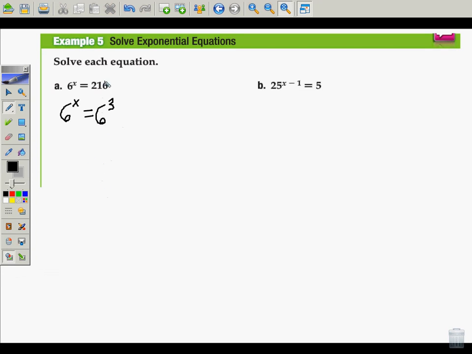So now I have 6 raised to the x equals 6 raised to the third power. Well, how could these two things be equal? The only way 6 raised to the x and 6 raised to the third can be equal is if their exponents are equal. So I'm going to take the exponents and set them equal to each other and solve that equation. Well, I get x equals 3. This equation is already solved. We know x has to equal 3. We're done.